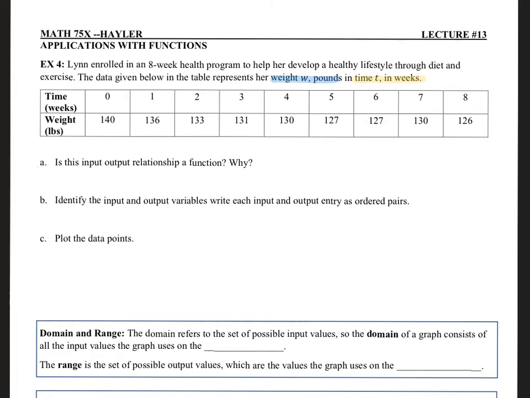So for part A, is this an input-output relationship a function? Why? Well, remember, to check for functions, we have two options. We can check the input and output, or each x should be only one y, or we can use the VLT. Well, we don't have a graph, so we can't use the VLT, which means we need to check the input and outputs. So these are our x values, generic x values, and these are my generic y values.